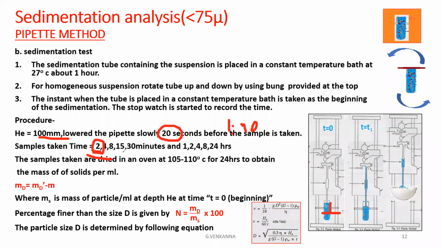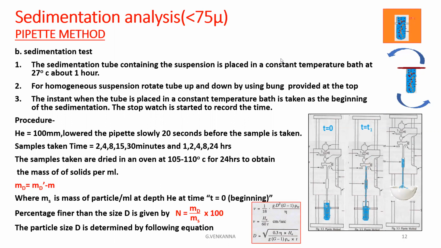For the 15 minute sample, we have to immerse this pipette at 14 minutes 40 seconds. Like this way, we have to immerse this pipette 20 seconds before whatever time interval is taken. After the pipette is immersed in this sedimentation tube, the valve is opened. The soil suspension automatically flows through this pipette up to the safety bulb, and then the valve is closed, so no more suspension flows through the pipette.